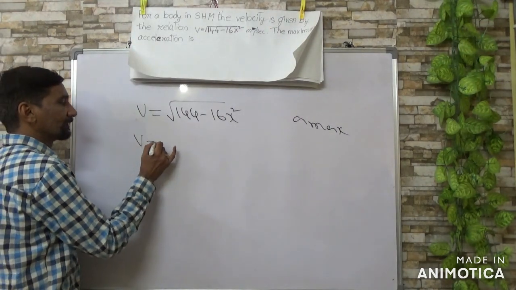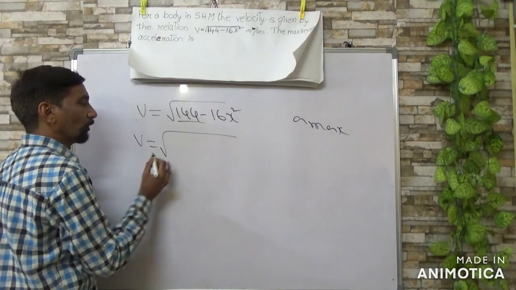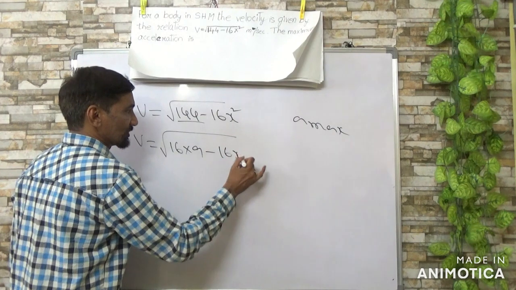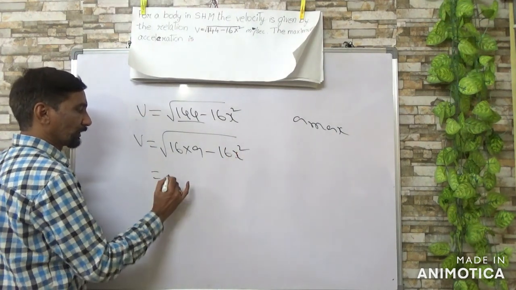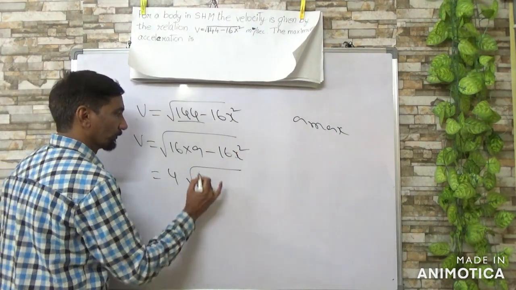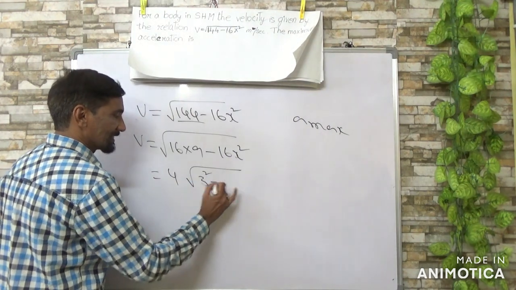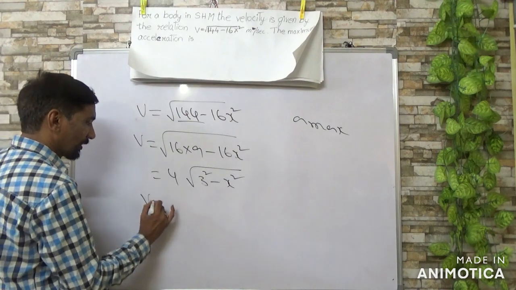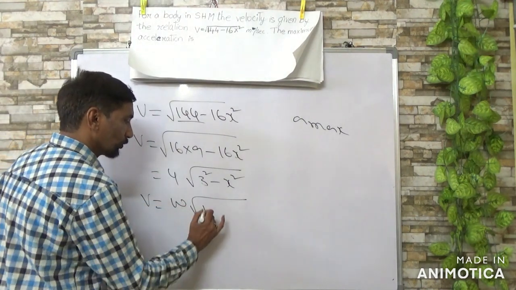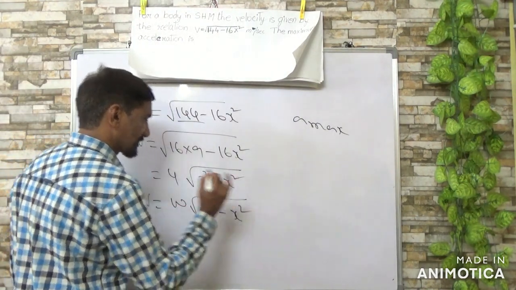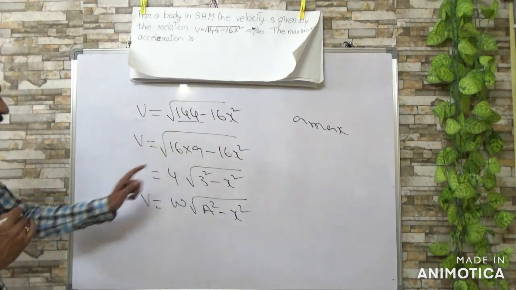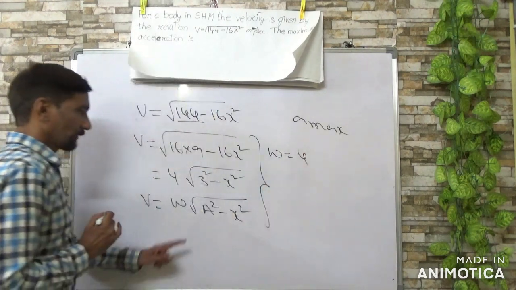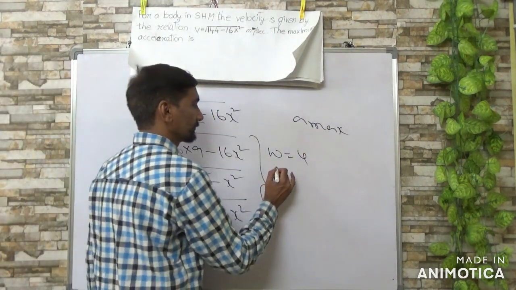So you can write 144 as 16 multiplied by 9 minus 16 x square. So 16 you can take common, so 4. Now 9 can be taken as 3 square, minus x square. So velocity is equal to omega into root over a square minus x square. Omega is 4, a is 3.